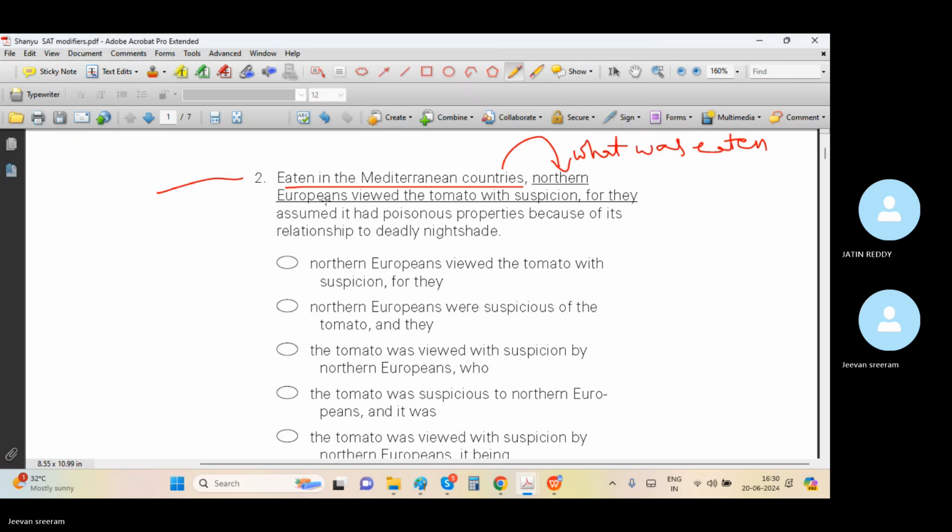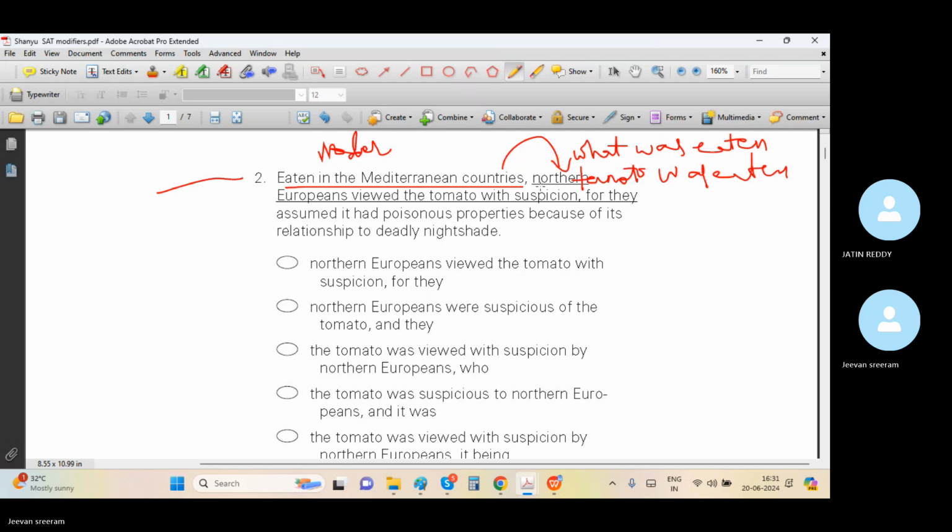Northern Europeans? Northern Europeans were eaten by something? It's meaningless, right? Tomato was eaten. Okay. So eaten in the Mediterranean countries, immediately after that there must be tomato, because tomato was actually the one which was eaten. Have you got my point? So generally we will consider this phrase as a modifier. This modifier must be followed by what it is actually modifying.